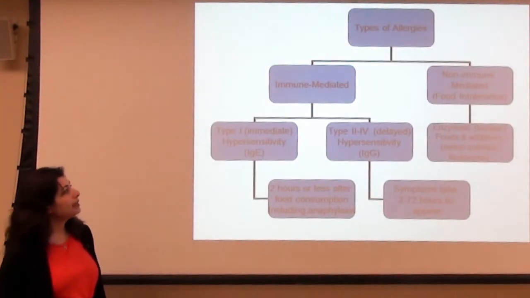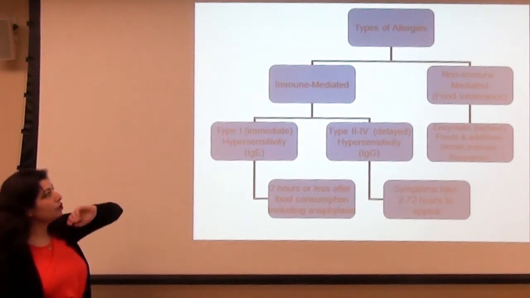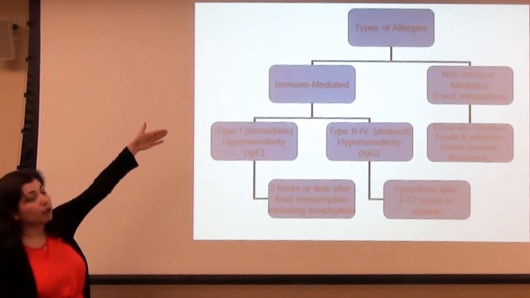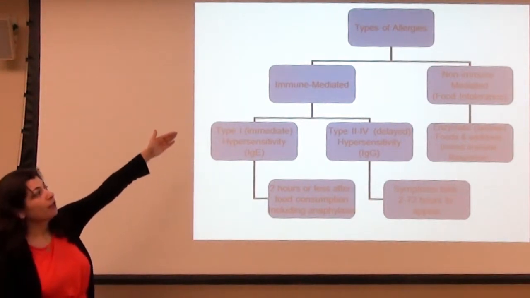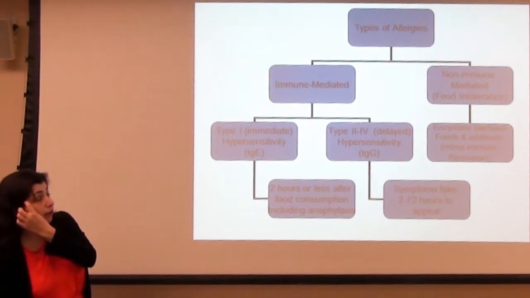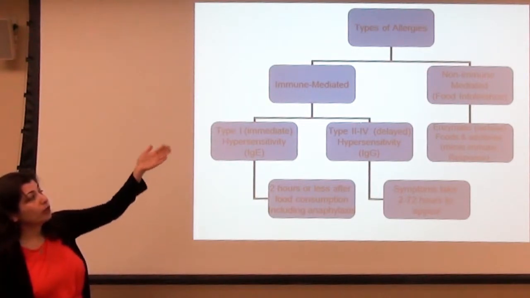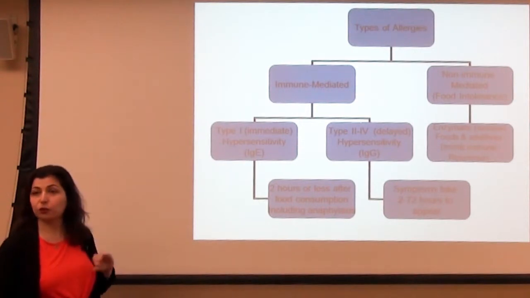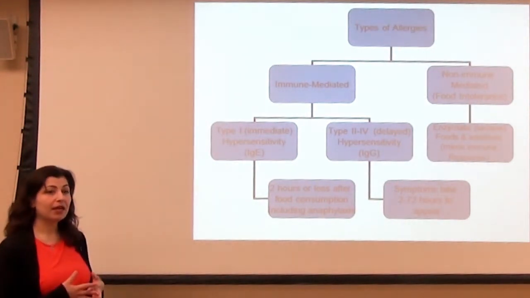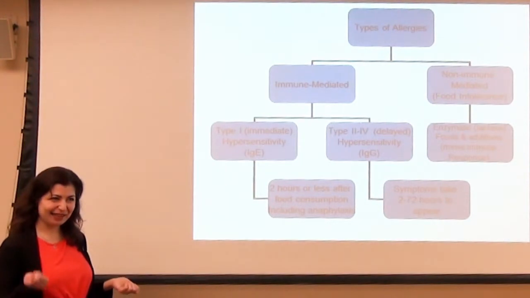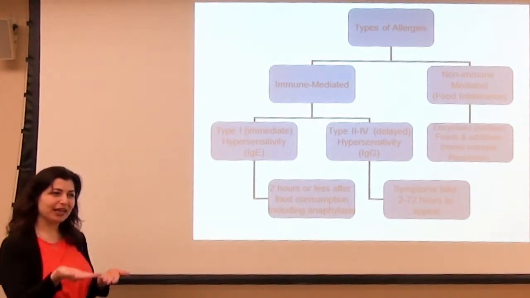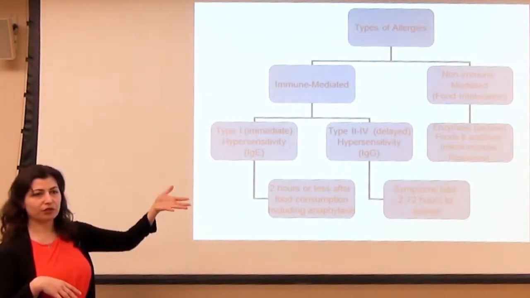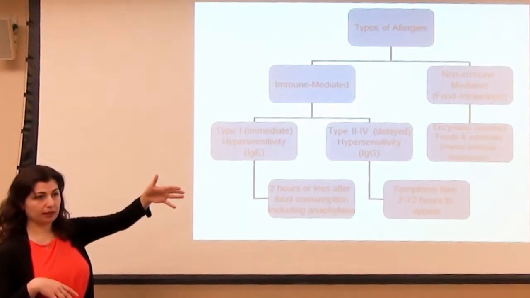So I want to separate the different types of allergies. So you can see there's two main categories. One is that your immune system's involved with one of them. The other one, your immune system is not involved. So when we talk about a food intolerance, like lactose intolerance, that's not related to your immune system. That's actually an enzyme. So that's why you've heard of lactaid milk. They add extra enzymes to the milk and it helps you digest it. So an enzyme deficiency is not related to your immune system.